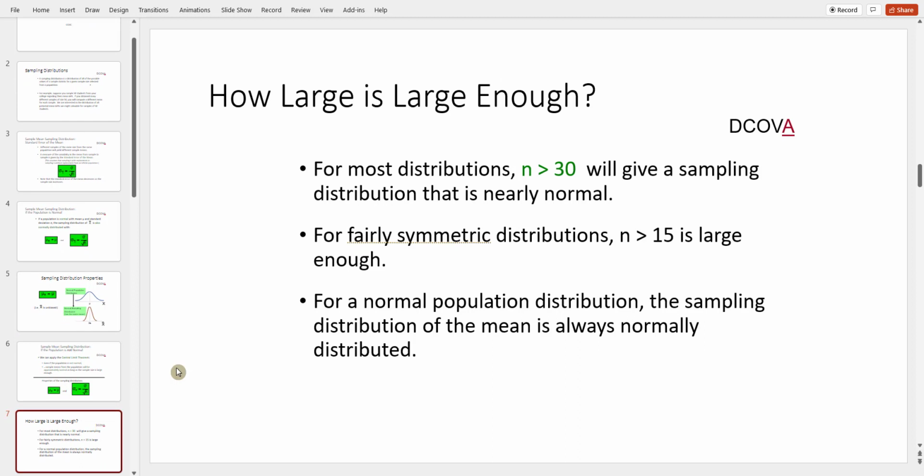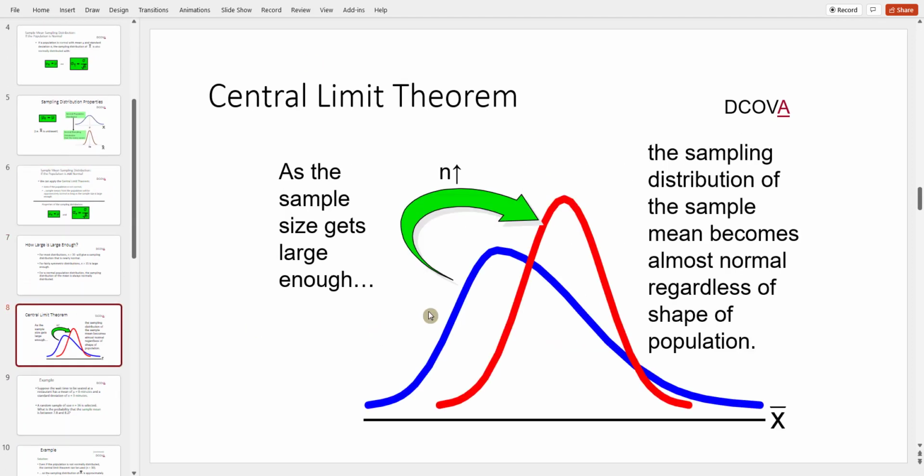So how large is large? For most distributions, your sample size has to be greater than 30, and this will give a sampling distribution that is nearly normal. For fairly symmetric distributions, your sample size has to be greater than 15. And for a normal population distribution, the sampling distribution of the mean is always normally distributed. As you can see, as the sample size gets larger, the sampling distribution of the sample mean becomes almost normal regardless of the shape of the population.